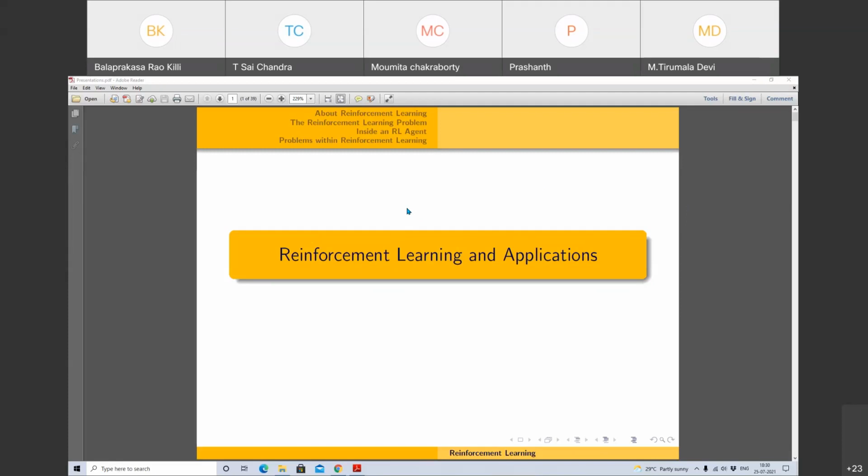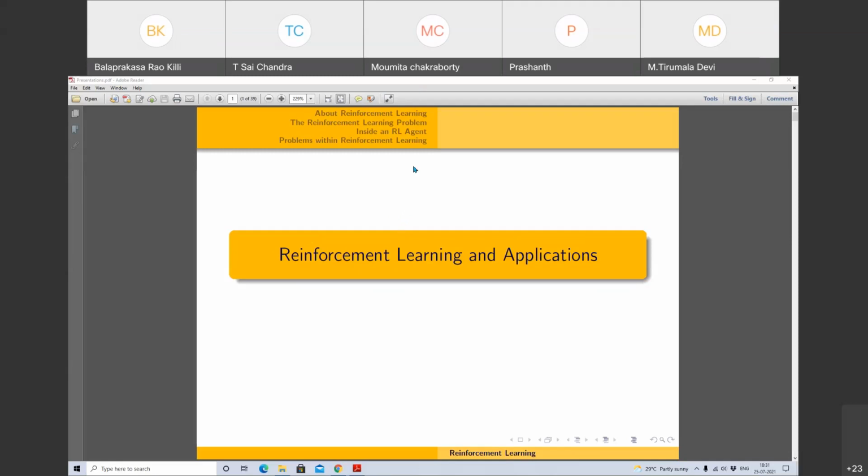First, let me cover some of the basics of reinforcement learning, because there are people from different branches of engineering and science. That's why let me cover the basics first: what is what, the terminology of reinforcement learning, and when exactly we apply reinforcement learning. All this we'll cover now.